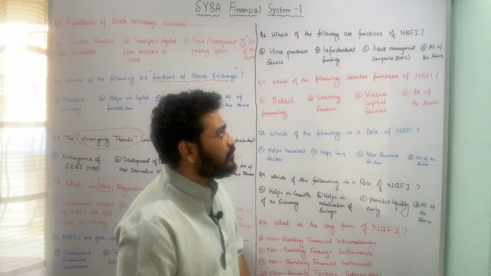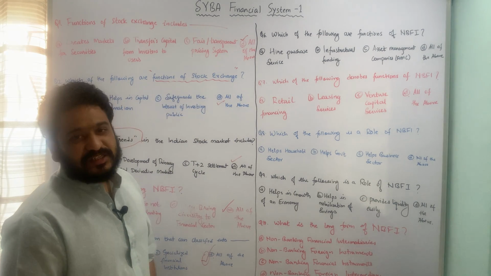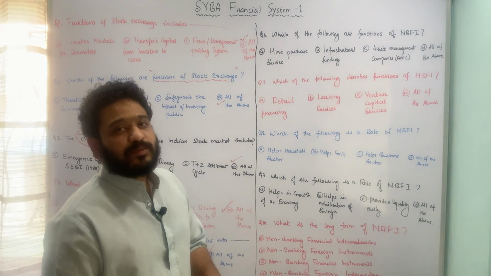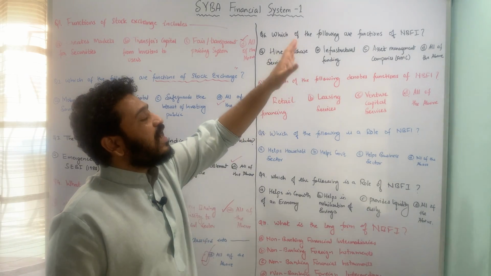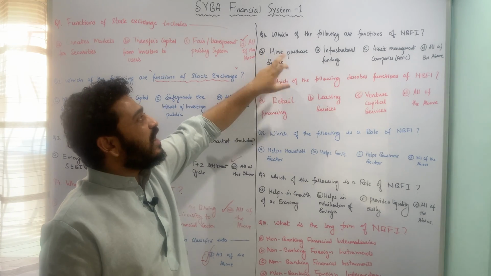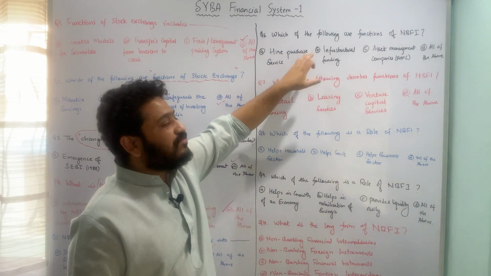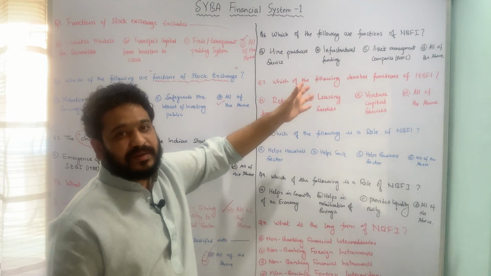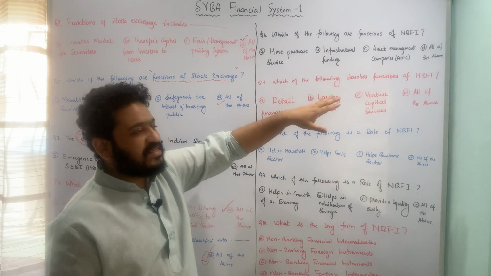Let us now move to the next question, which is talking about the functions of non-banking financial intermediaries. Let us look at how the question is framed. The question says, which of the following are functions of NBFIs? And the underlying options are A, hire purchase services, B, infrastructural funding, C is asset management companies or AMCs, and the last is all of the above.